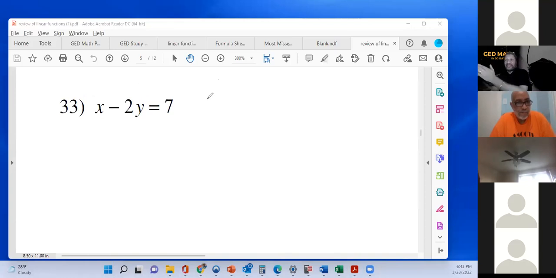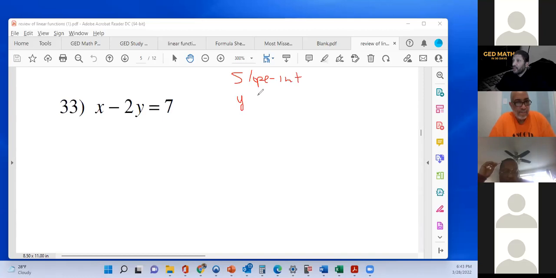What form is this linear equation in? Does anybody know that? Not slope-intercept. Remember, slope-intercept is y equals mx plus b. This doesn't look like that. This doesn't say y equals. So this is not slope-intercept form.